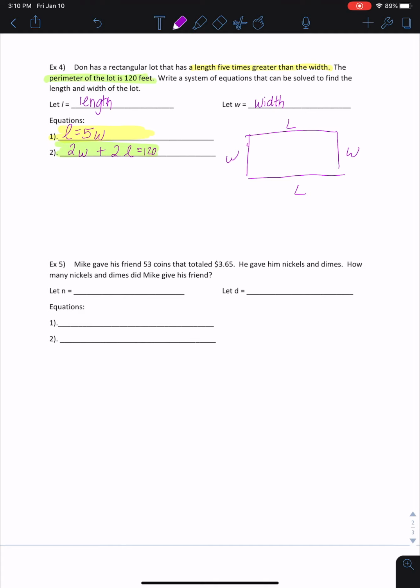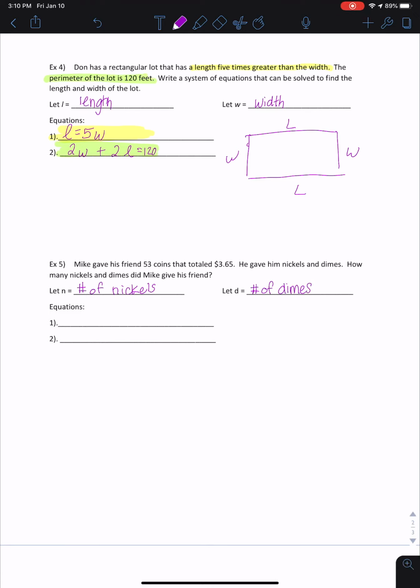All right, Mike gave his friend 53 coins that totaled $3.65. He gave him nickels and dimes. How many nickels and how many dimes did Mike give his friend? First of all, we know N is going to be the number of nickels, and D is going to be the number of dimes.